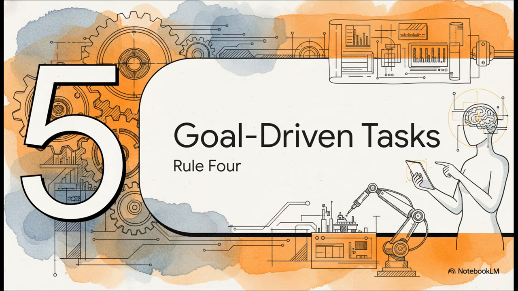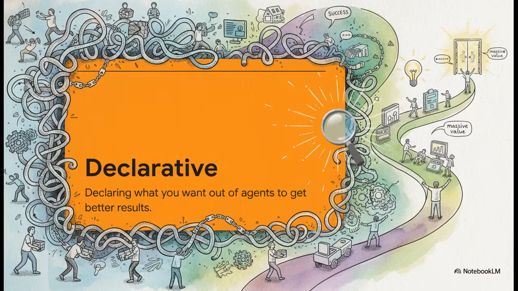Next up, Section 5, Rule 4, Goal-Driven Tasks. This rule requires a fundamental shift in how you actually communicate with your AI. We need to stop treating it like a blind typist and start treating it more like an autonomous engineer. Shifting your mindset from imperative micromanagement to declarative, goal-oriented prompting is literally your secret weapon for extracting massive value from LLMs. Think about it. If you're dictating every single keystroke to the AI, you aren't really saving time, are you? You're just typing with extra steps.